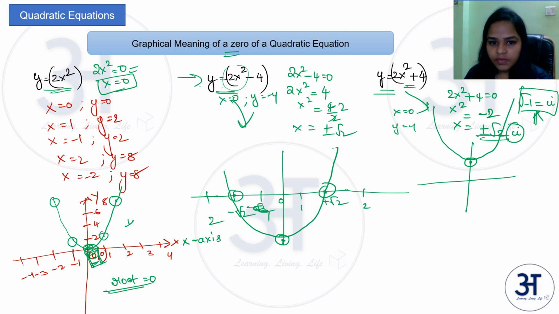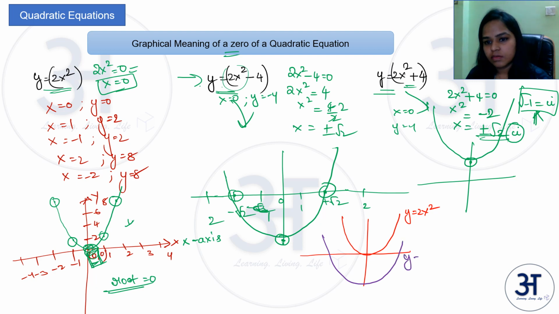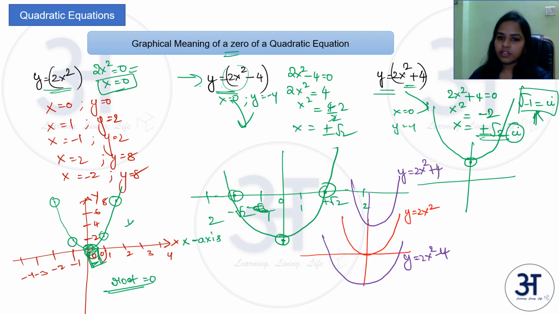So if you see something, it is very clear here. In case of y is equal to 2x square, your parabola is like this. In case of y is equal to 2x square minus 4, it moved down. In case of y is equal to 2x square plus 4, it moved up. Right? So here you can clearly see that this distance is equal to this part.